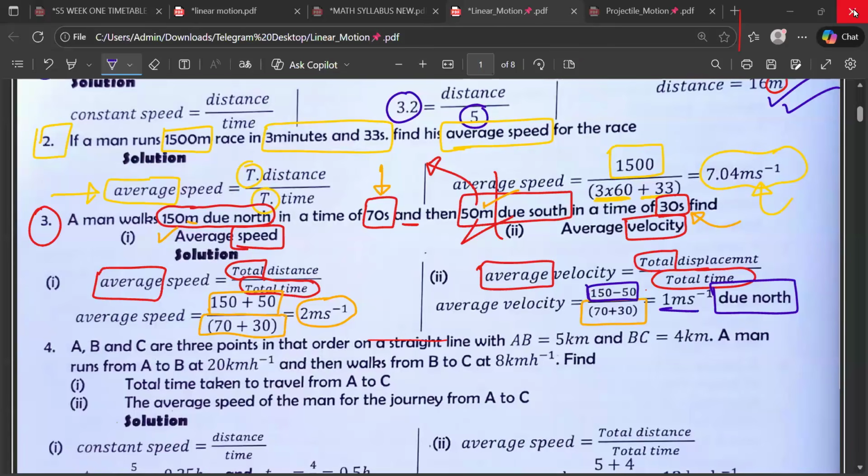Good. Let me hear from Evidence. Yes, Evidence. So what if it was like 150 was in the south and then the 50 in the north? So the answer would be due south, because the bigger thing was in the south, eh? Yes. They are like forces. Where the bigger force faces is where the resultant will face. Okay, thank you. So that is it.